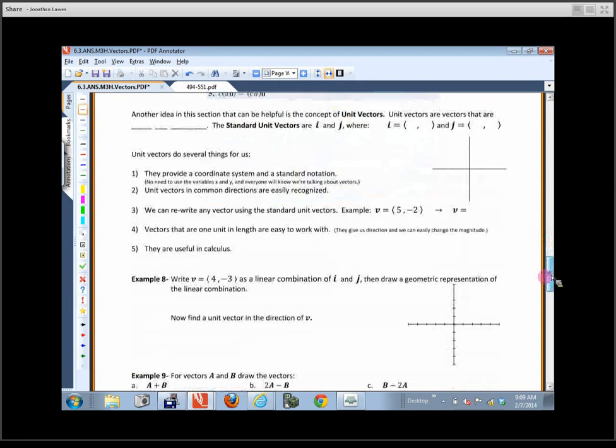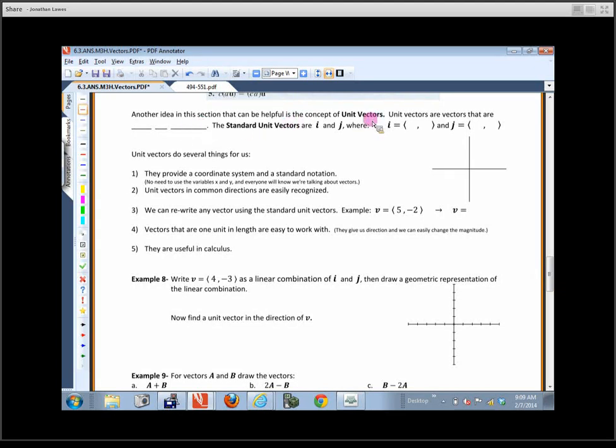Okay, so let's talk about something that's going to be really useful in the long run. Anybody in here that's going to go into engineering, especially electrical engineering and stuff like that, these are really important, okay? So we're going to talk about unit vectors, okay?